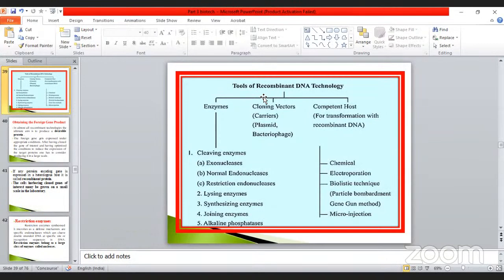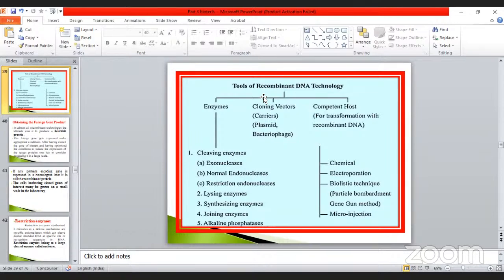First of all, enzymes. What enzymes are used? You know, there are so many enzymes that have been reported. Particularly, they have given exonuclease and endonuclease. What is exonuclease? What is endonuclease? Endo means inside, exo means outside. You just note it down. We'll see the remaining things. Okay, endo inside, exo outside.